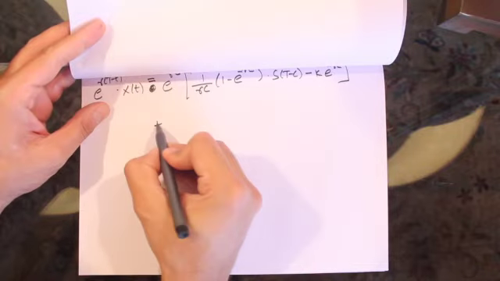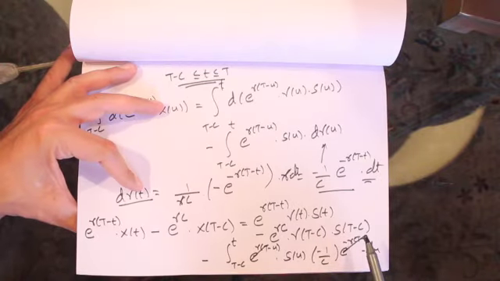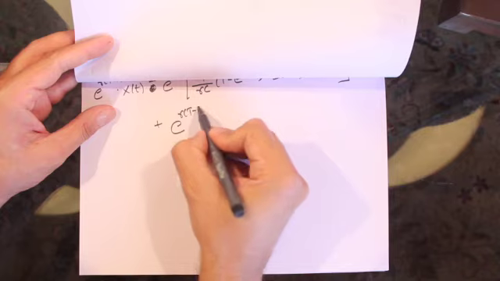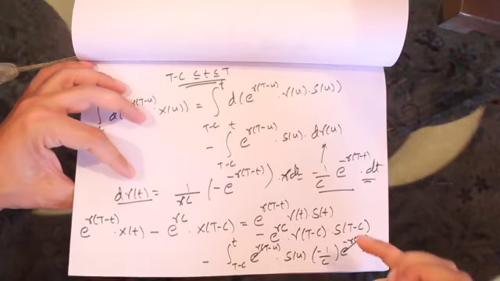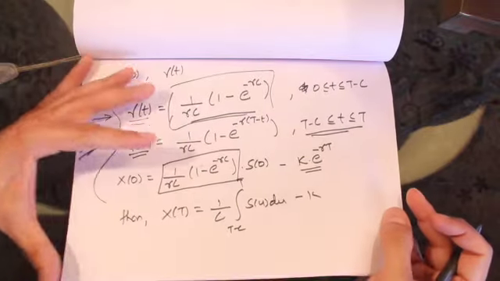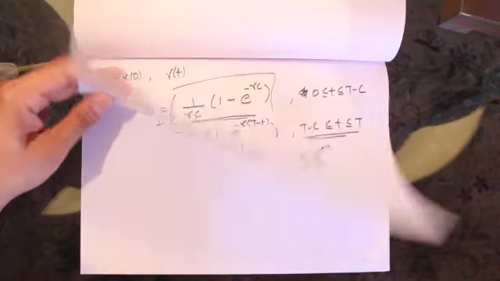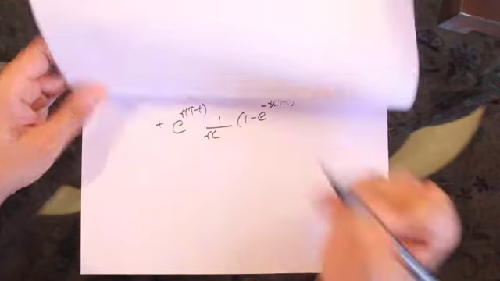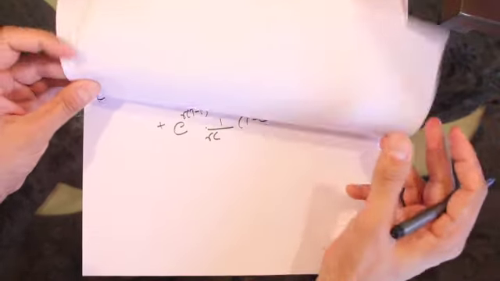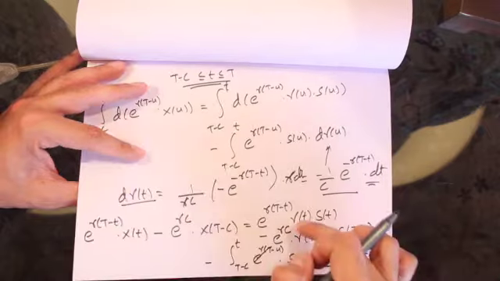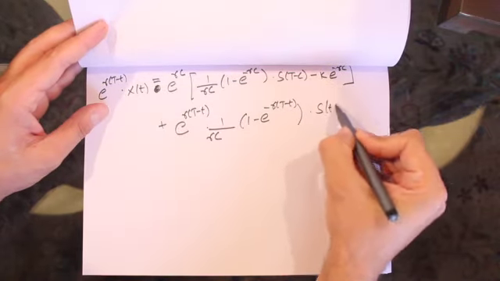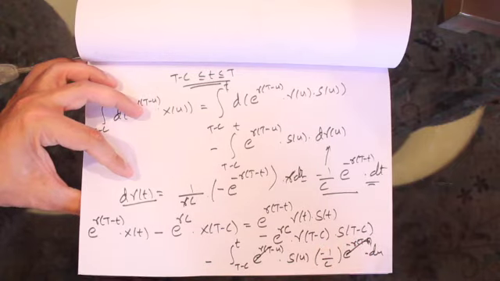Then I have plus e to the power of r(T minus t). Now gamma(t) s(t). Now gamma(t), I've already seen what my gamma(t) is. Gamma(t), when t is between t minus c and t, is given right here. It's going to be 1 by rc, 1 minus e to the power of minus r(t minus t). Okay, so that's my gamma(t) multiplied by s(t), right? That takes care of my second term.